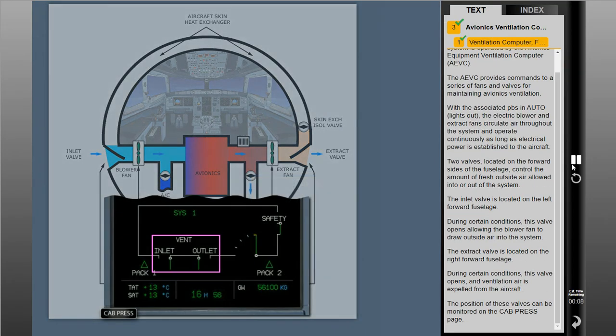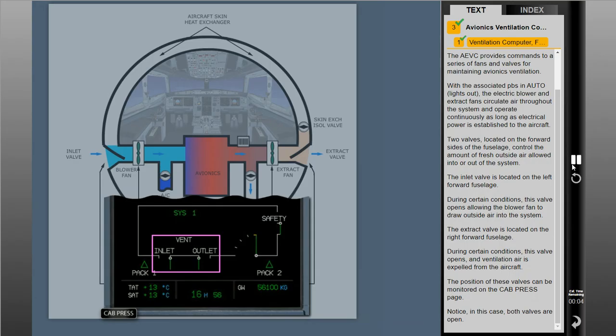The position of these valves can be monitored on the cabin pressurization page. Notice in this case, both valves are open.